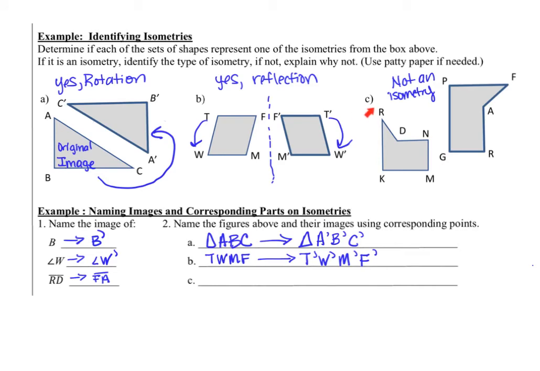For this last shape, we just have to know where we started so we can get the corresponding sides in the same order. So if I start here and label this R, D, N, M, K, that would correspond to F, A, R, G, P. I don't have to put the prime marks because the letters are different for the vertices. So the order is what matters. So it would be F, A, R, G, P.